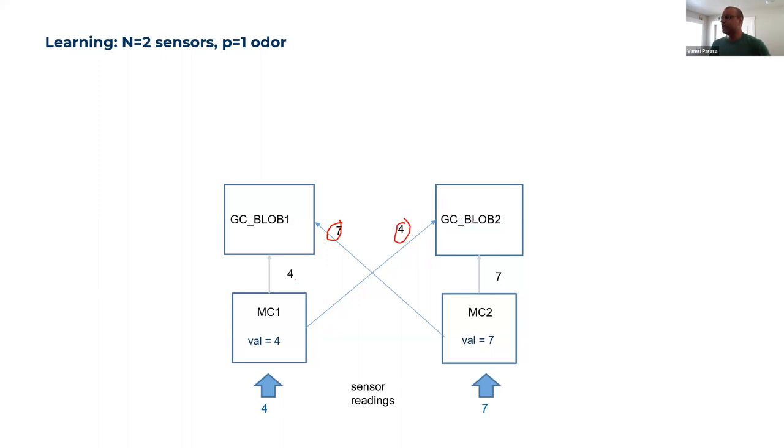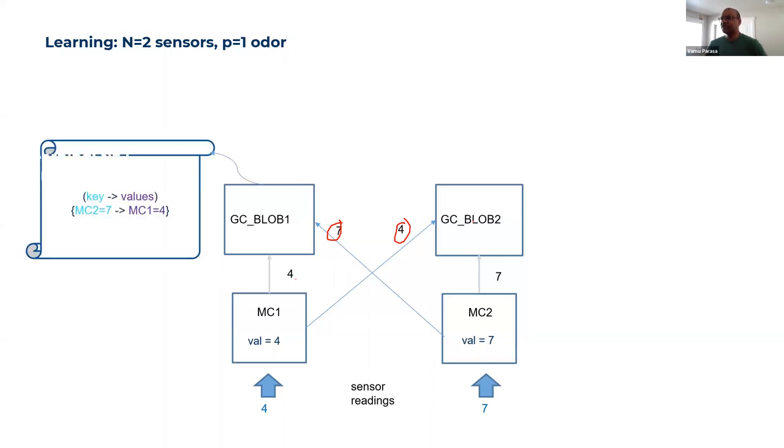What this GC will now do is create a mapping, which is just like a dictionary in Python or a hash map in computer science. The map is saying that if my distant MC2 value is 7, my local MC value is 4. It's just a simple map. This is very easy to do in computer science and in a digital computer, but this is very hard to do in a spiking neural network.